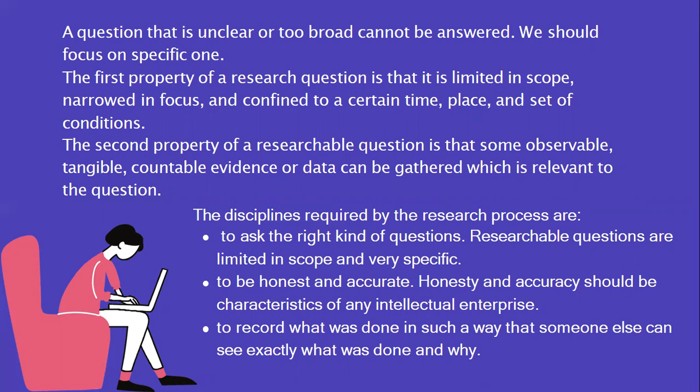The second property of a researchable question is that some observable, tangible, countable evidence or data can be gathered which is relevant to the question. The disciplines required by the research process are to ask the right kind of questions. Researchable questions are limited in scope and very specific.